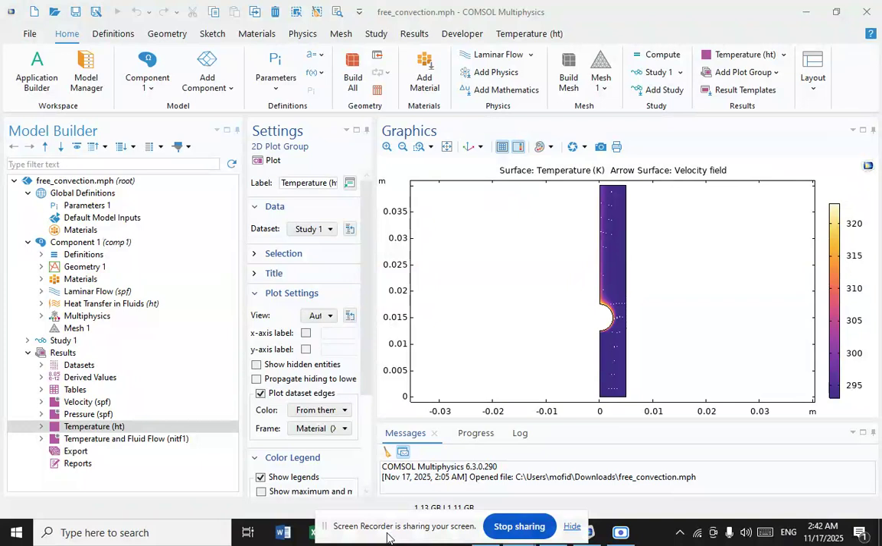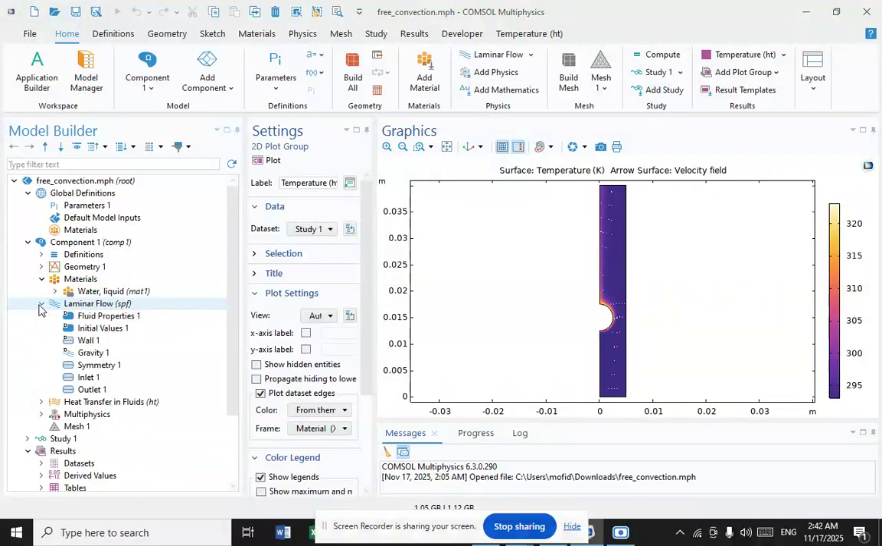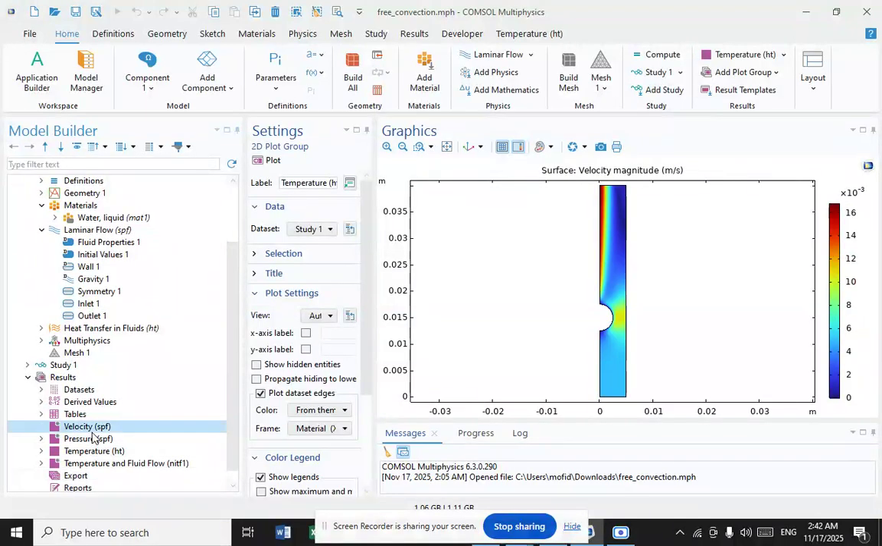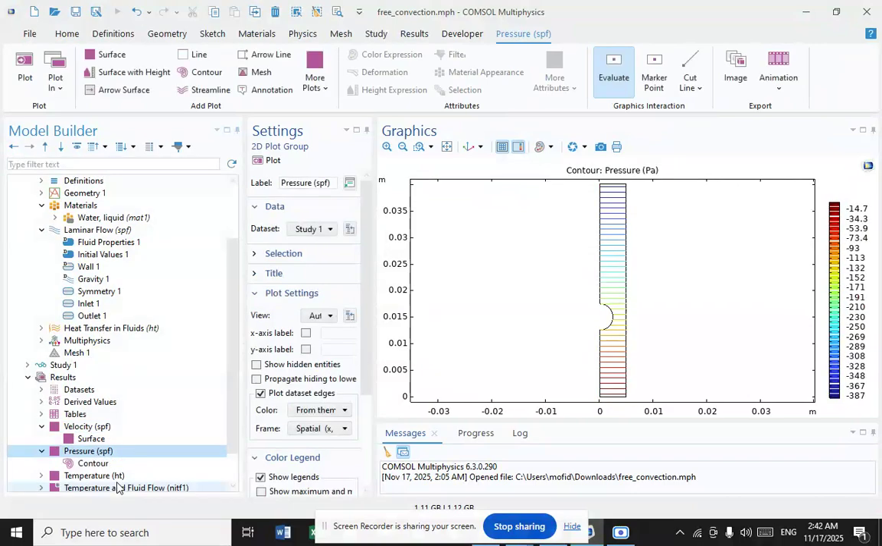And here you can see that in the capsule simulation, the material is water and liquid, and we have used two different physical modules, laminar flow and heat transfer in fluids. And you can see the temperature here, its velocity, pressure, and temperature in the fluid.